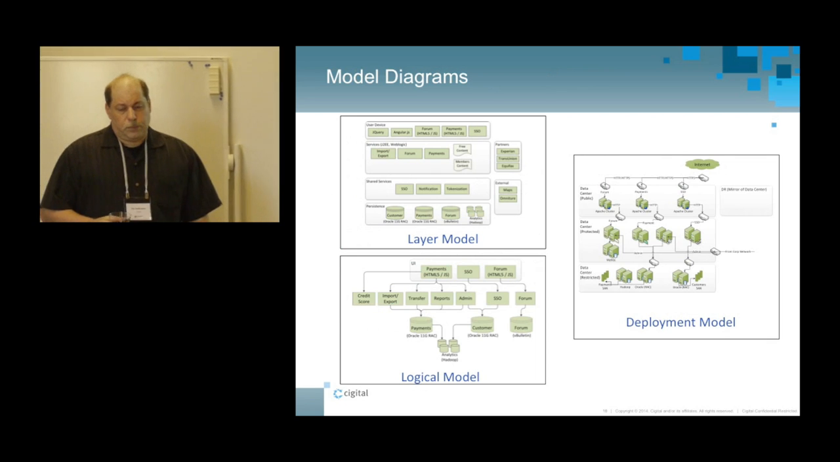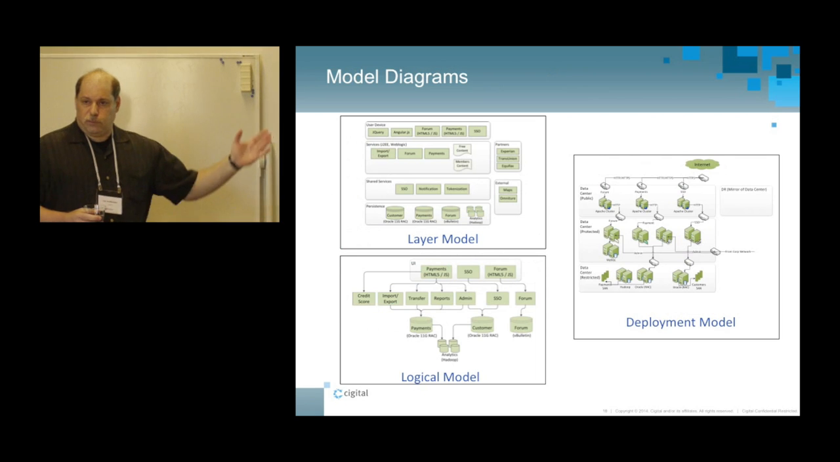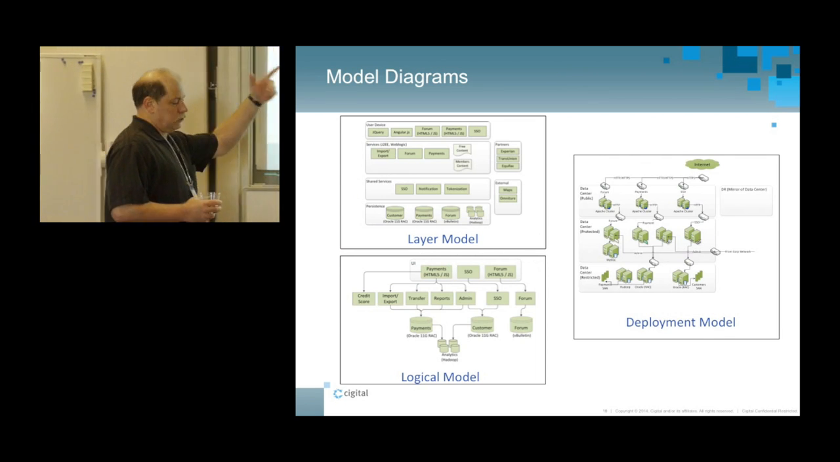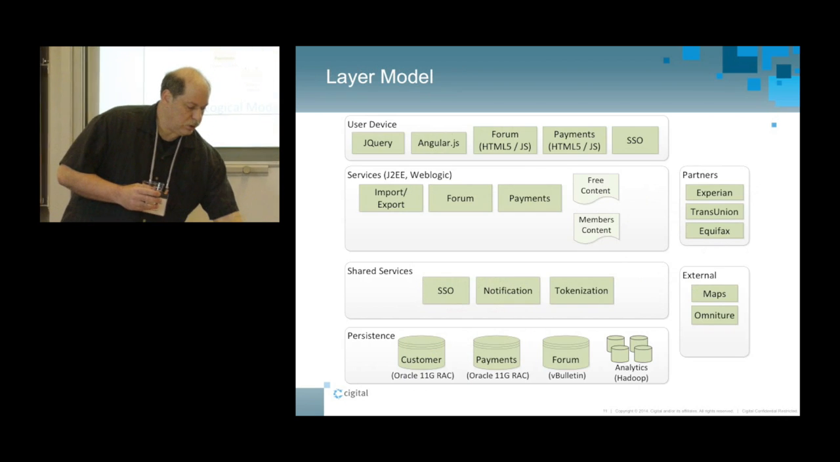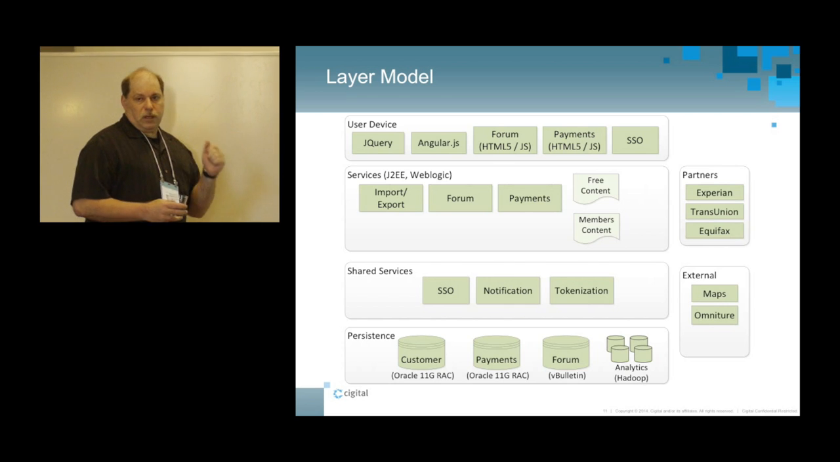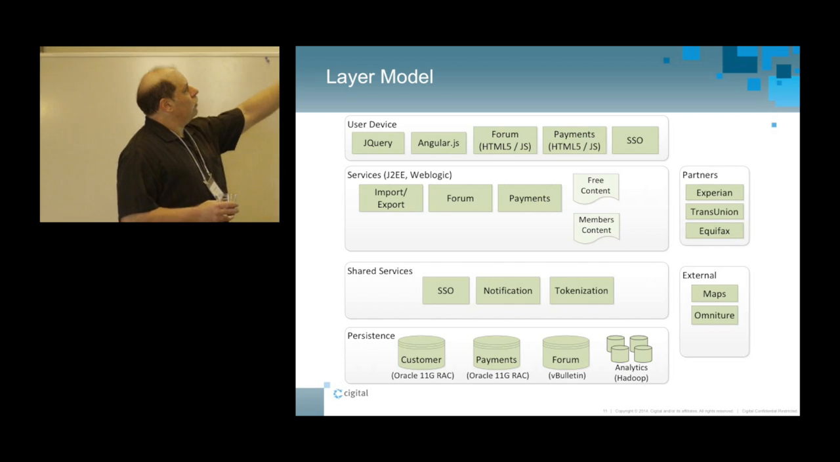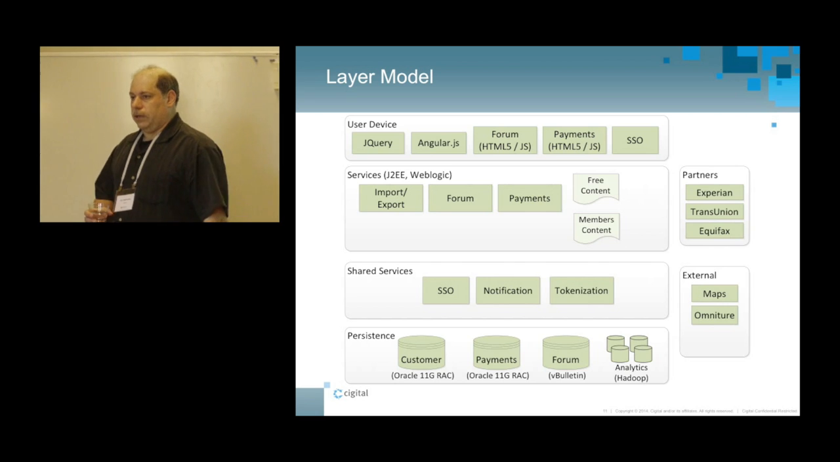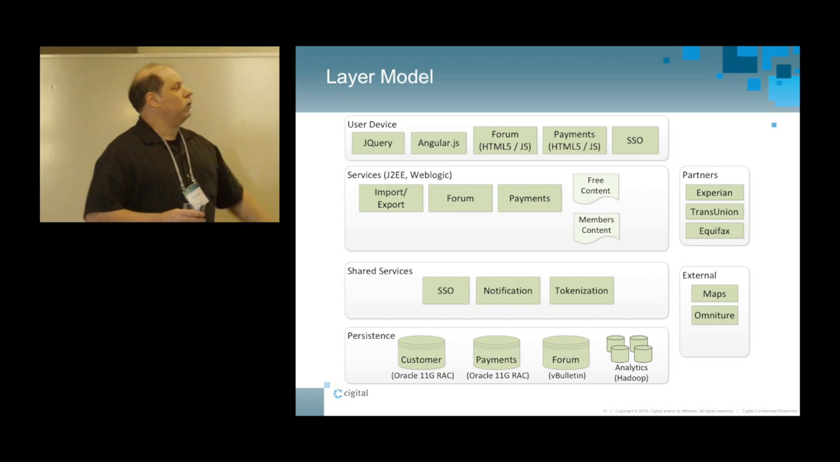Another typical artifact you get from dev shops are different types of models, different views of the world. So we have a layer model, logical model, and deployment model. We'll look at each of those in a little bit bigger view. Again, a typical layer model you might get from a dev shop is letting you know what's sitting out on the client side, right? There's the user device, whatever the presentation layer may look like.